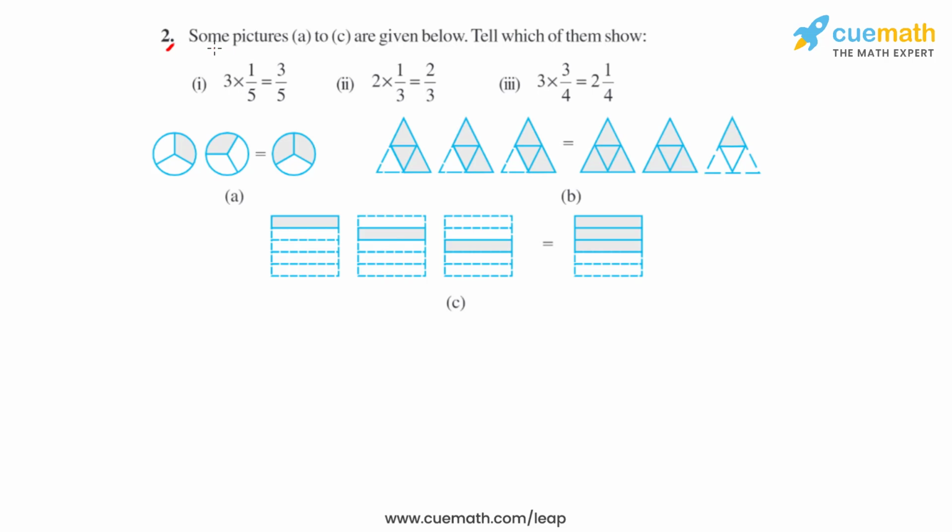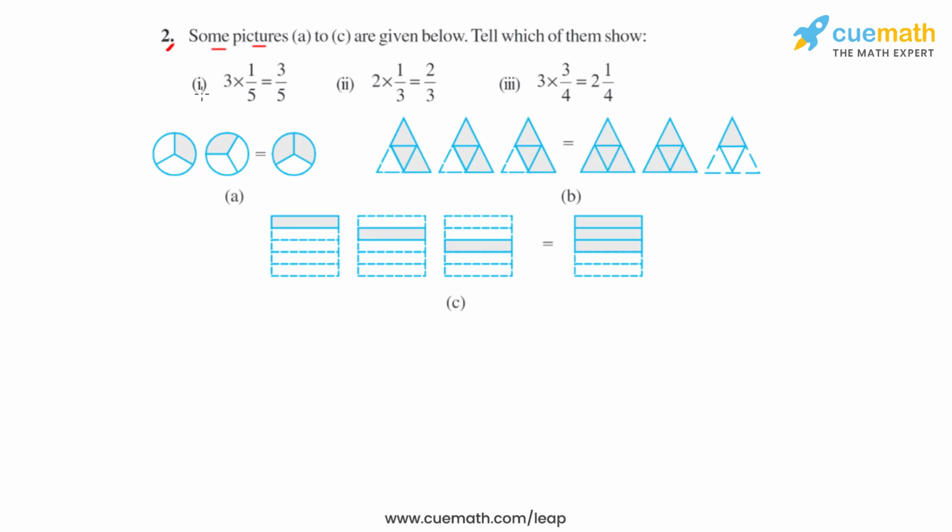Question number 2 says that some pictures from A to C are given below. Tell which of them show the following 3 bits. Basically what we have to do is, from the following 3 bits, map or match which of the given visual representations would fit them or suit them the best.